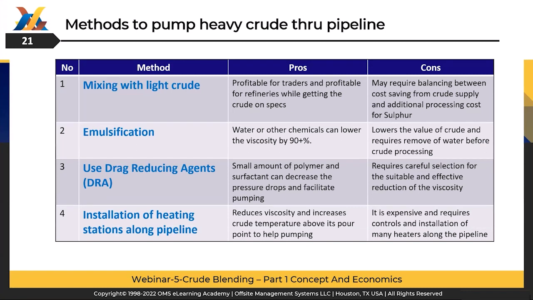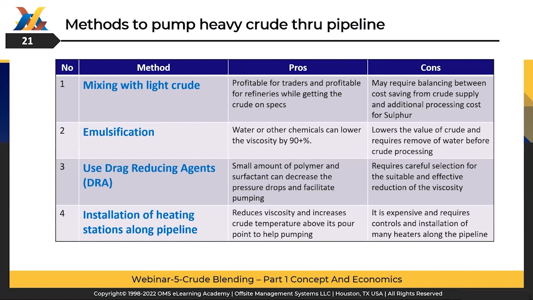One of the methods is mixing with light crude, which has an advantage and is profitable in terms of crude blending. But it also requires balancing between the cost saving from crude supply and the additional processing cost of sulfur. The second method is emulsification.